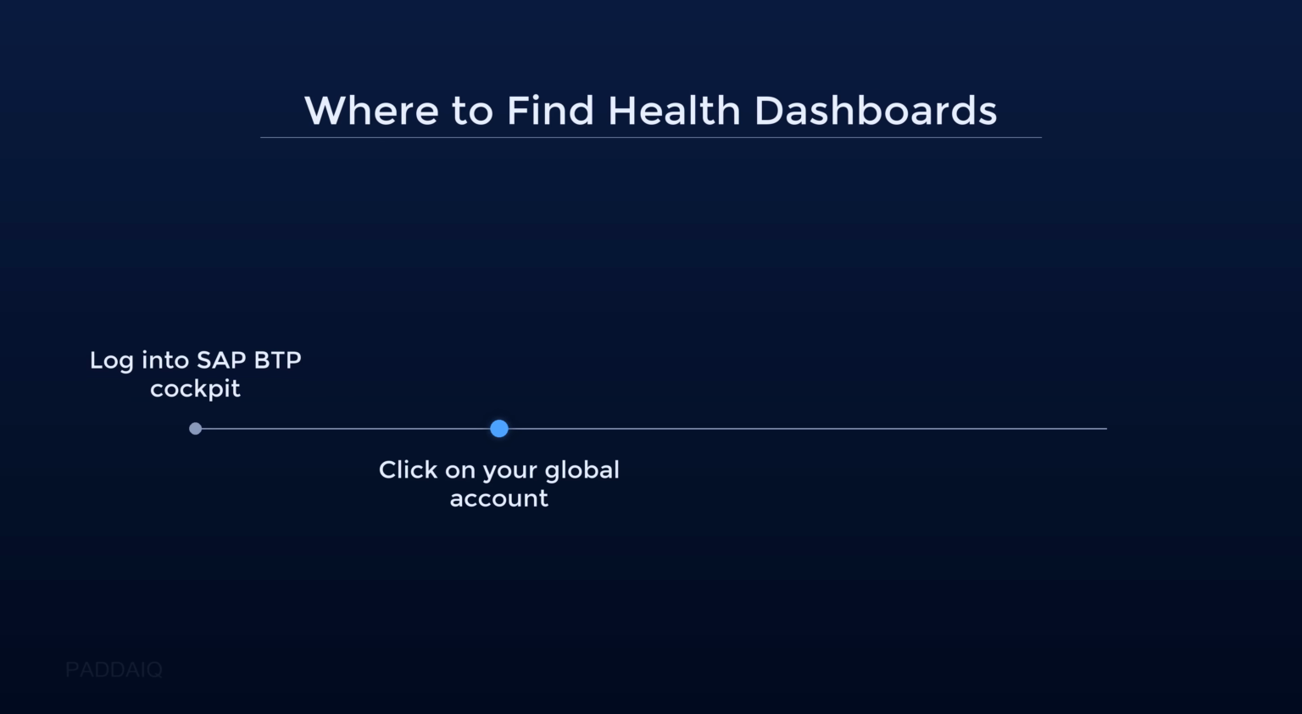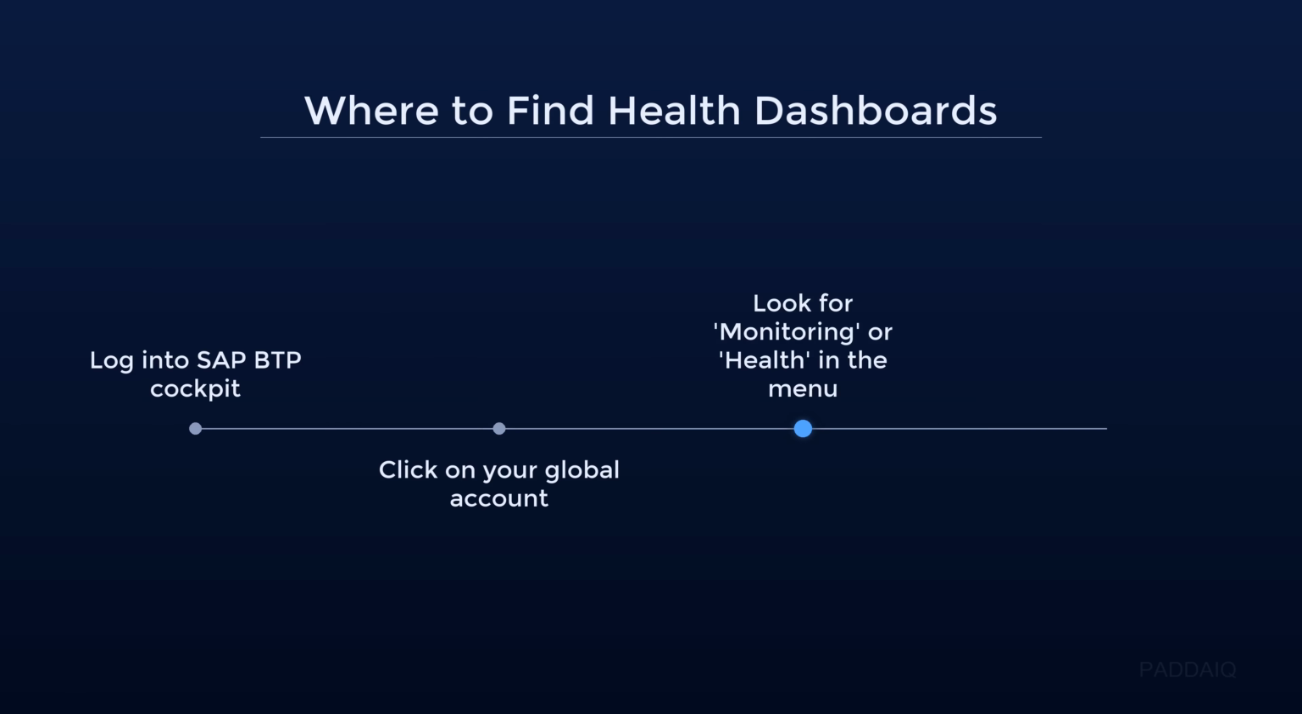Click on your global account. This is your main project space in SAP BTP. For instance, after logging in, you select your company's global account to view all related resources and their statuses. This action is the essential first step to accessing the central health dashboards for monitoring.